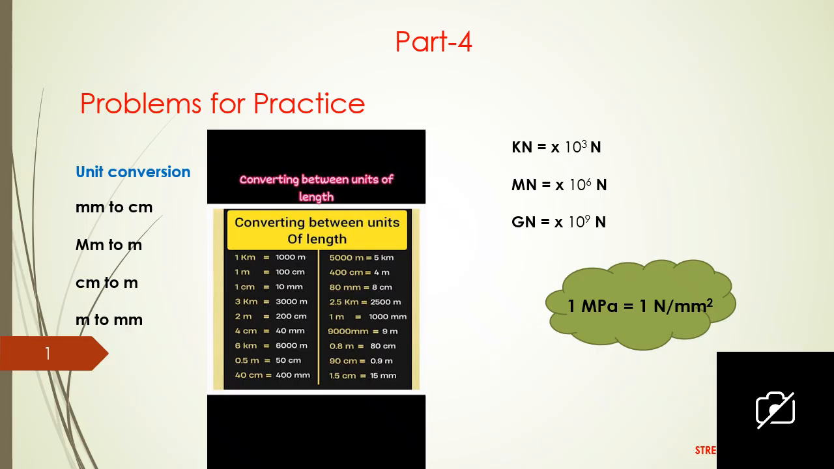Here we'll use maximum kilonewton, meganewton, giganewton only. So 1 kilonewton is 10 power 3 Newton, 1 meganewton is 10 power 6, 1 giganewton is 10 power 9 Newton. And some of the problems may use megapascal, so all must know the megapascal to Newton by millimeter square unit conversion. 1 megapascal equals 1 Newton by millimeter square.